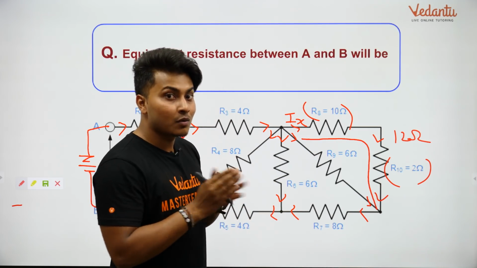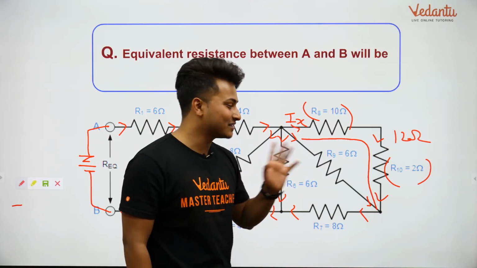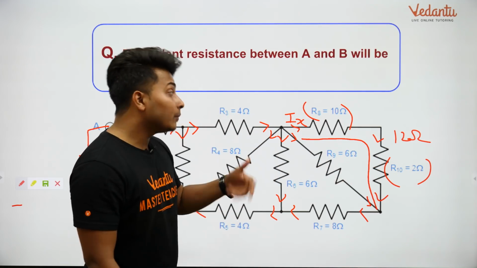Formula R1 plus R2, you know that. Don't tell me you don't know that. You'll get it very nicely. Yeah, 10 plus 2 ohms, 12 ohms. Now that is done, 12 ohms. Ab dekhte kya hota hai.